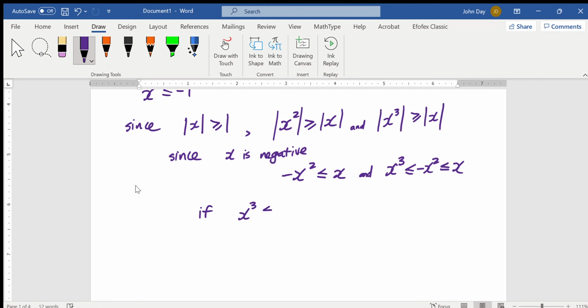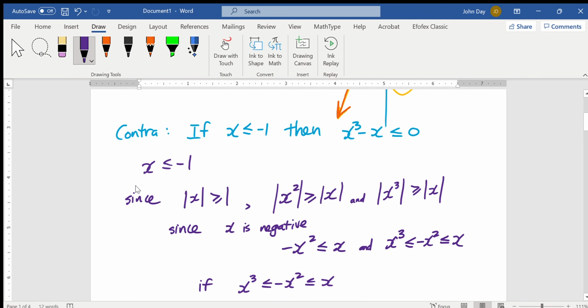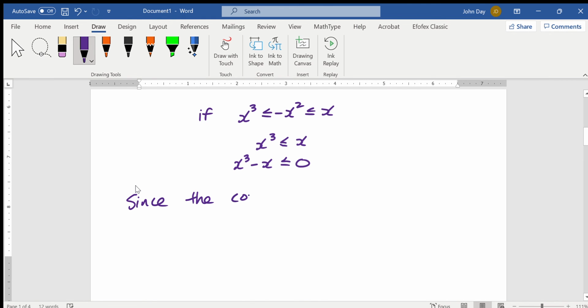So if x cubed is less than or equal to minus x squared, which is less than or equal to x, then x cubed is less than or equal to x. So x cubed minus x is less than or equal to 0. Now that's what we wanted in the blue there at the top of the screen. So we've proved it. So since the contrapositive is true, the original statement is also true.